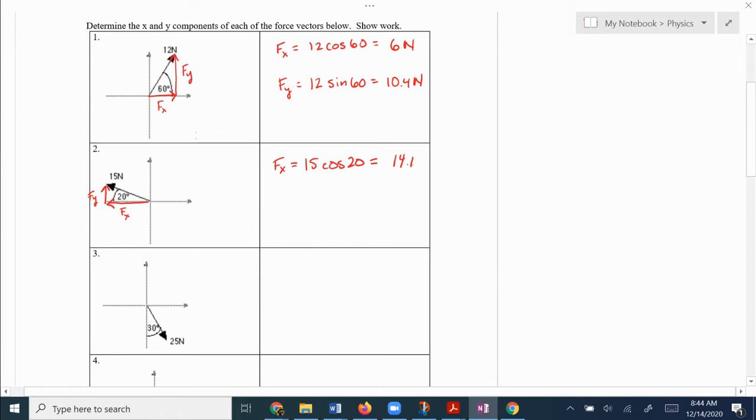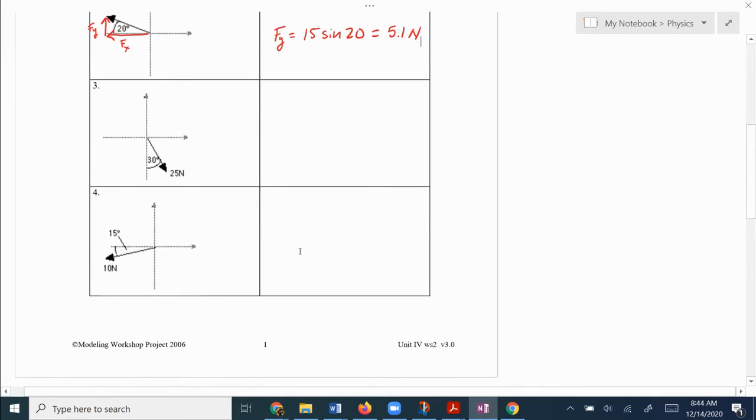14.1. If you looked in the solution, it has a negative sign there. Don't worry too much about that negative sign. Usually the negative signs are put in when you are actually summing your forces, so you don't need to have the negative sign in this part. So this one will be 15 sine 20, which is going to be 5.1 newtons upwards. Okay, next one.